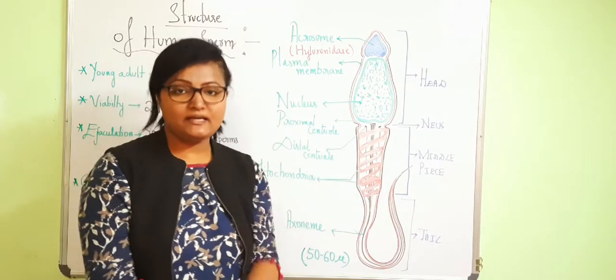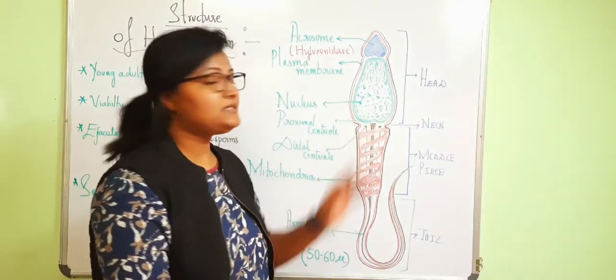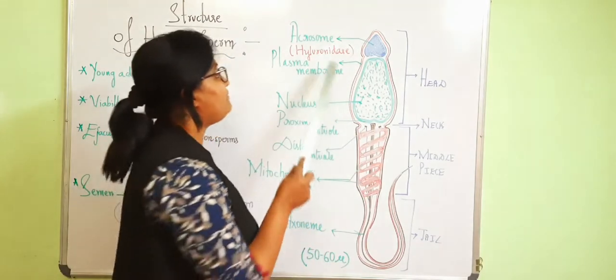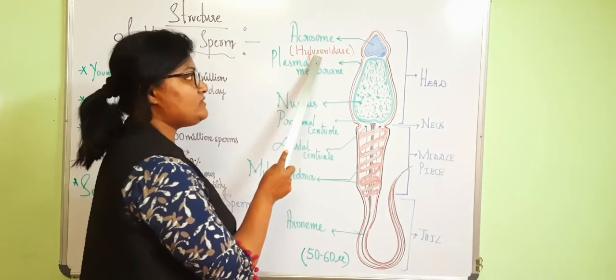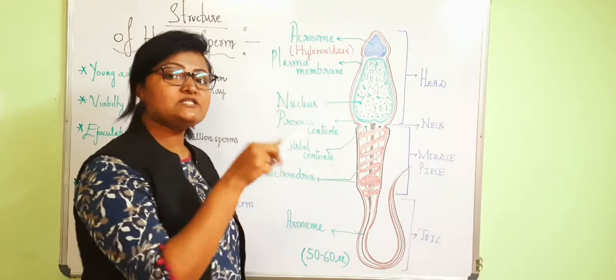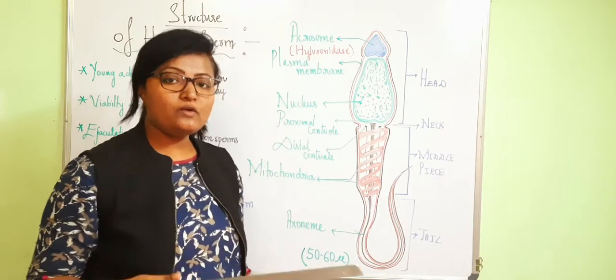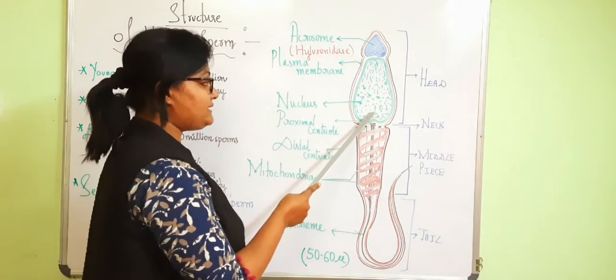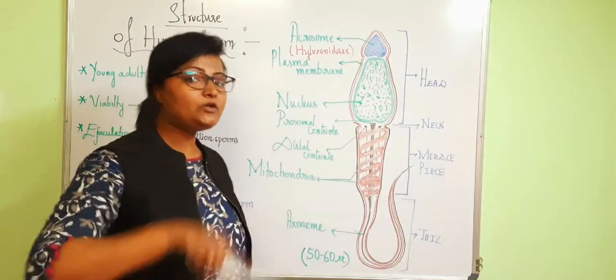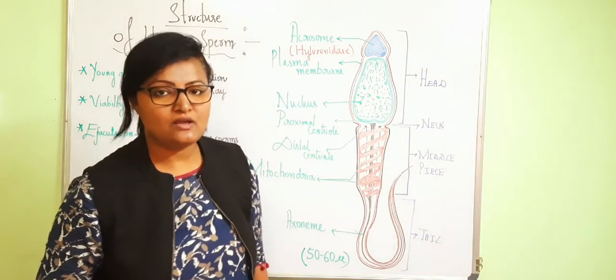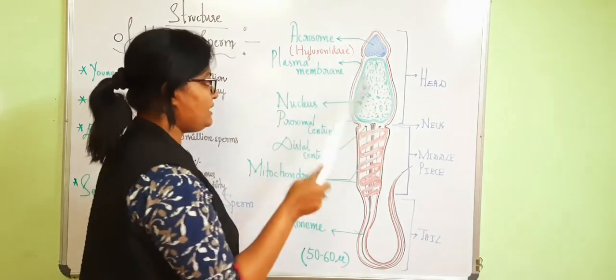They need to penetrate, right? So how does this penetration happen? With the help of the enzymes present in the acrosome, they digest the wall of the ovum so that they can deposit their nucleus into the ovum for the fertilization process. So this is the head portion.